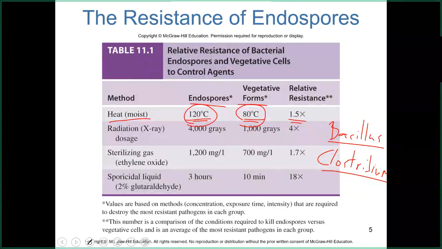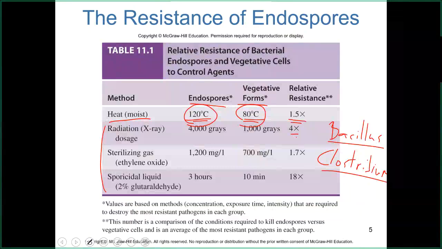And then you can see for these other factors like radiation, applying something that is ionizing in its effect, like X-ray radiation, destroys DNA, so it's going to destroy cells. You can see endospores are more resistant to that than vegetative forms are. So there's 4 times the resistance of endospores relative to their vegetative counterparts.